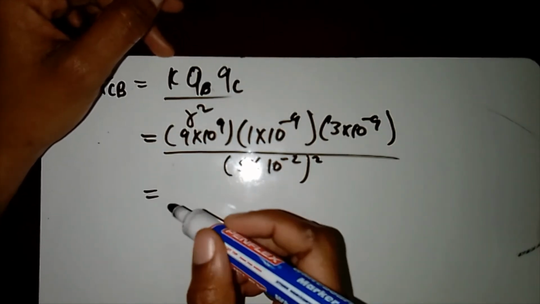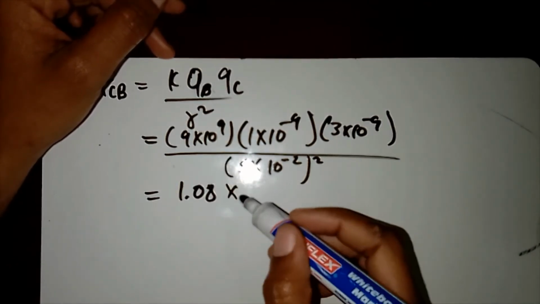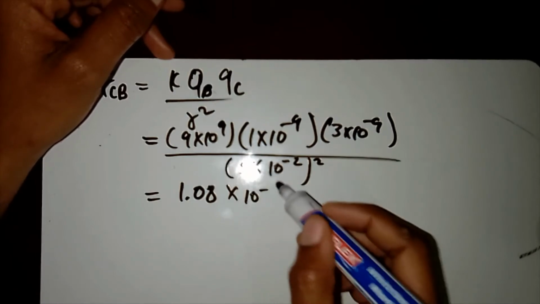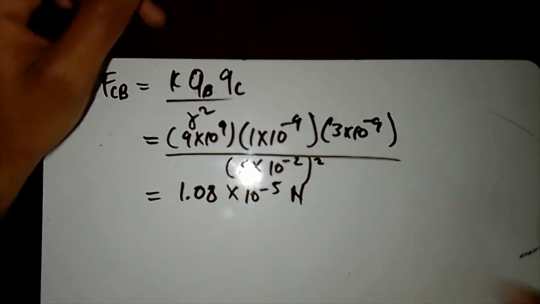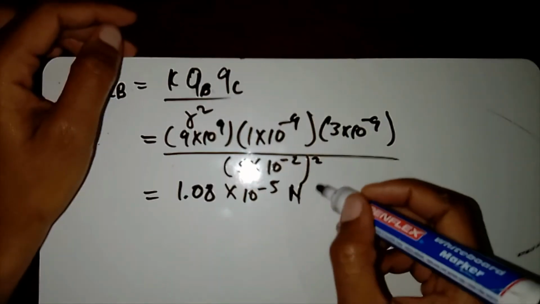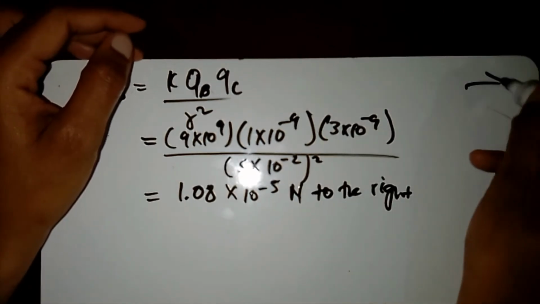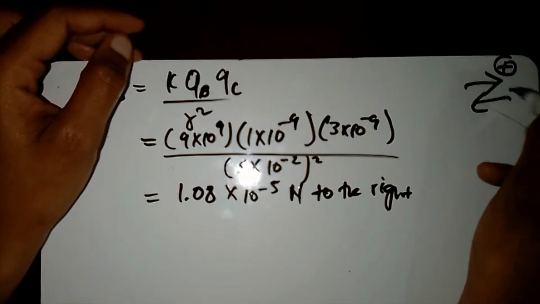And if you put this in your calculator, you should come to a value of about 1.08 multiplied by 10 to the power of minus 5 newtons. And we know, according to that sketch that we drew, that it was to the right, right? And we said right is positive, then left is negative.